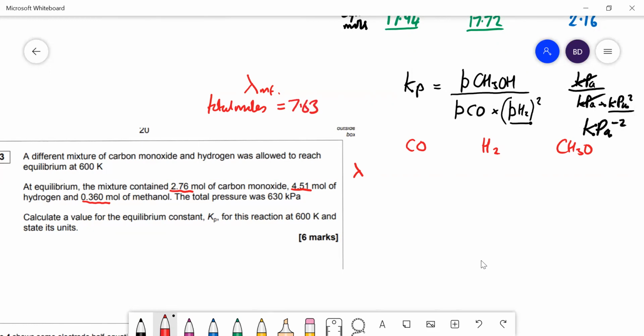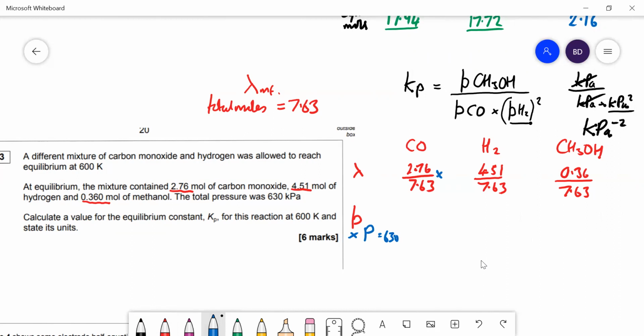So the mole fraction of carbon monoxide is 2.76 over 7.63. Of hydrogen, it's 4.51 over 7.63. And for methanol, sorry, it's 0.36 over 7.63. Right, now the partial pressures, well, what we've got to do is multiply by the total pressure, big P, which is 630 kilopascals. So we multiply that by 630, multiply that by 630, multiply that by 630.